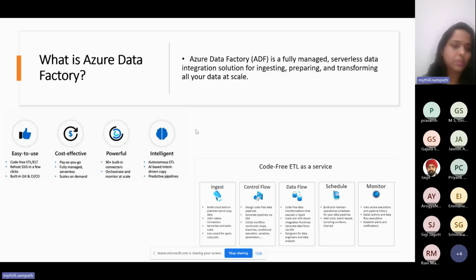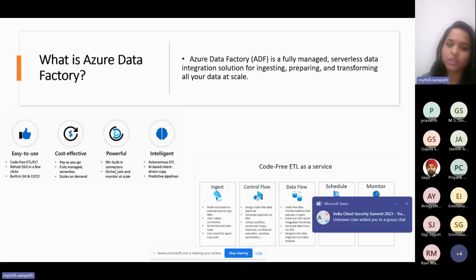It's easy to use and very cost effective, pay as you go, as the compute is the price for us. As much as the data load moves around and is processed, that is the cost for us. And it scales up automatically. There are 90 plus built-in connectors. You don't need to write code to connect with Salesforce, SQL, Oracle, or any data connectors. The built-in connectors are already available.